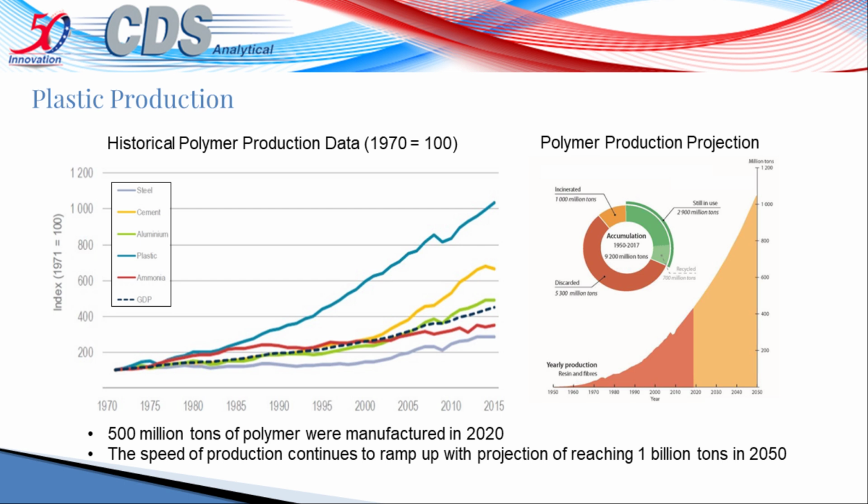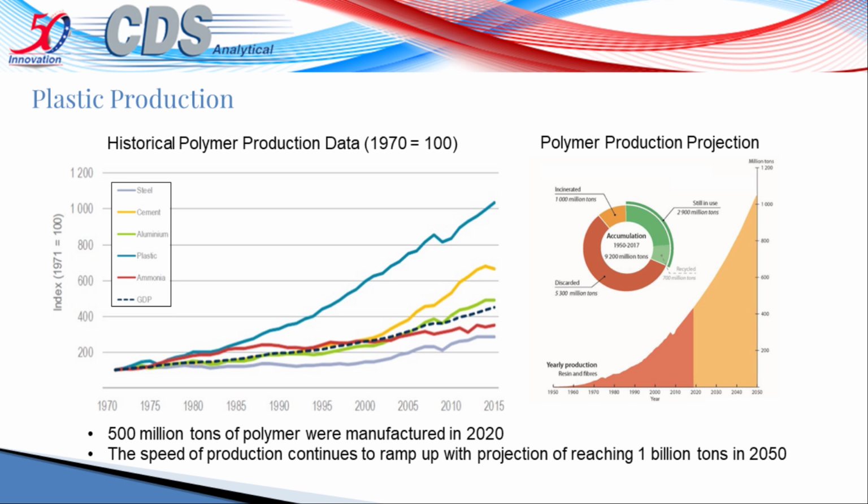500 million tons of polymer or plastic was produced in 2020. And this is projected to reach 1 billion tons by 2050. So the speed of production of these polymers or plastics keeps ramping up. But the problem is we don't have a good way of completely recycling, and it just builds up in the environment.